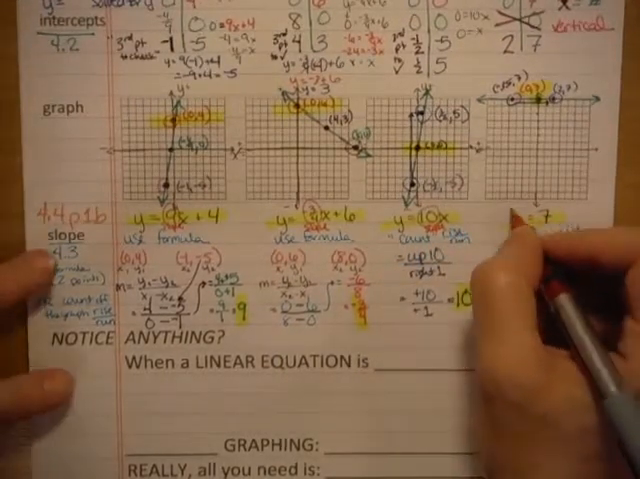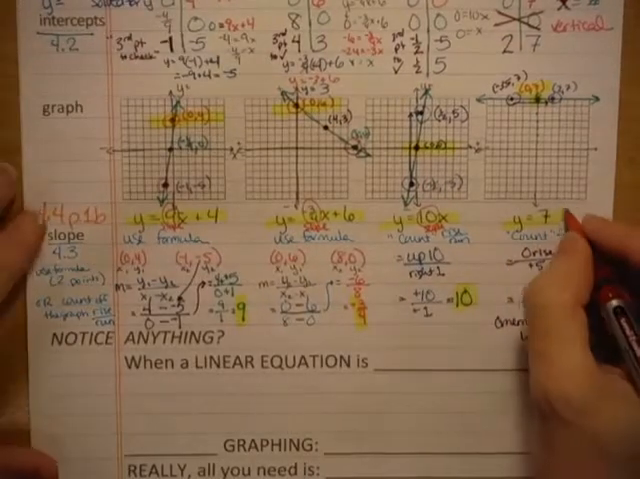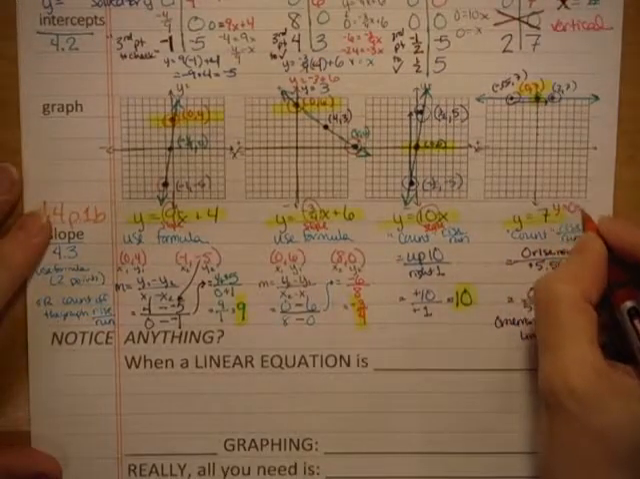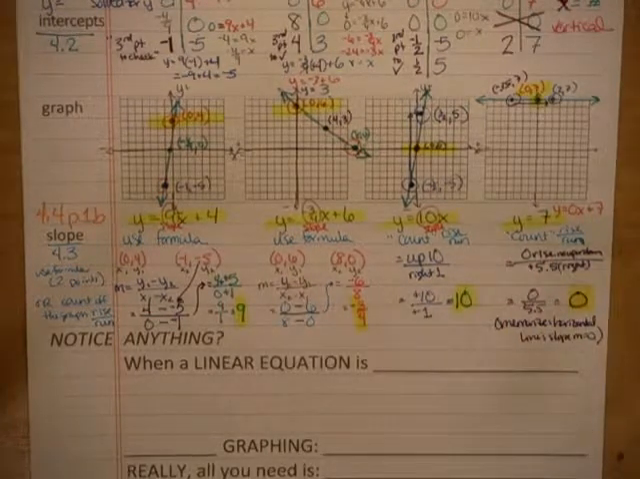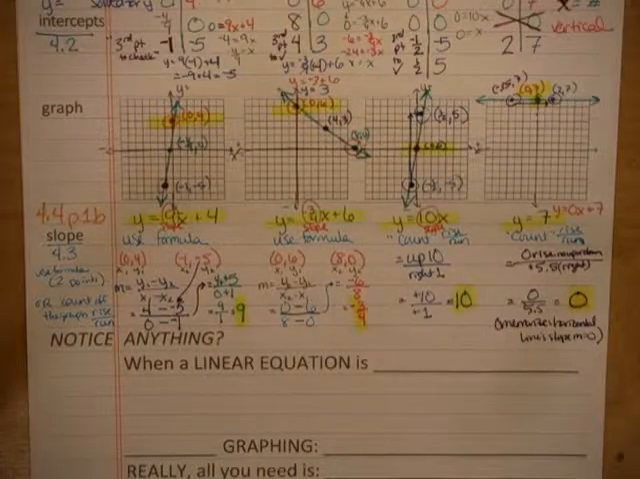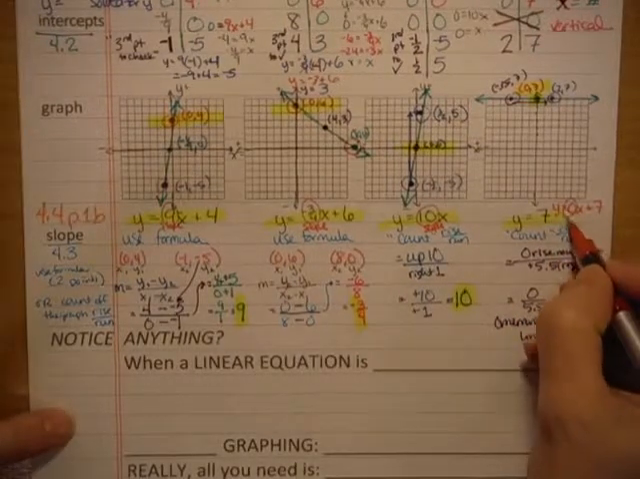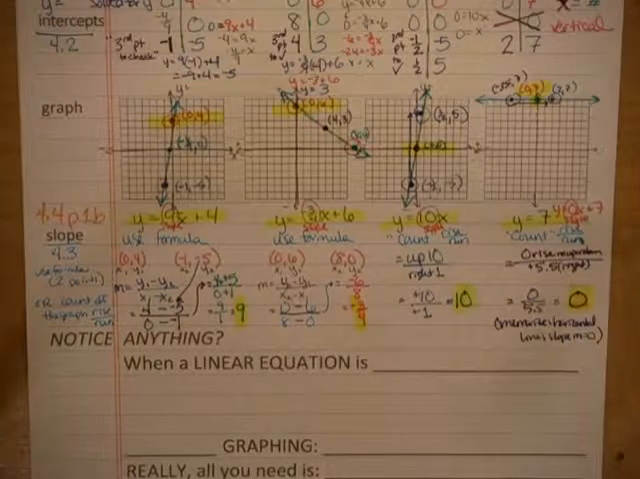Pardon me. And then over here, we realize, oh yeah, y equals 7 is really the same as saying y equals 0x plus 7. It's like the x has been multiplied by 0, and it's dropped out. And so there's our slope right there, still in front of the x term that we don't see.